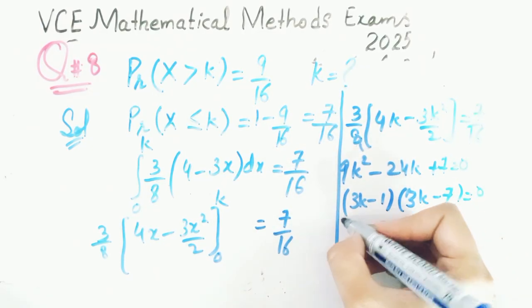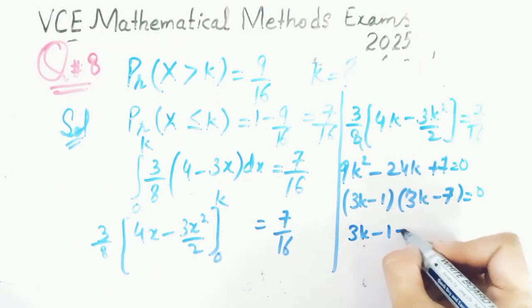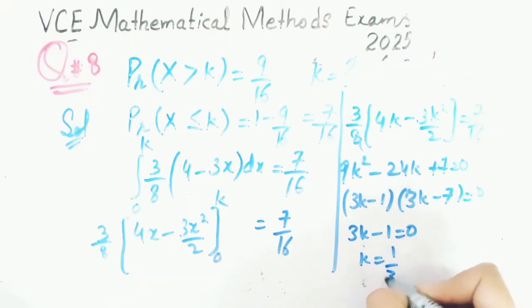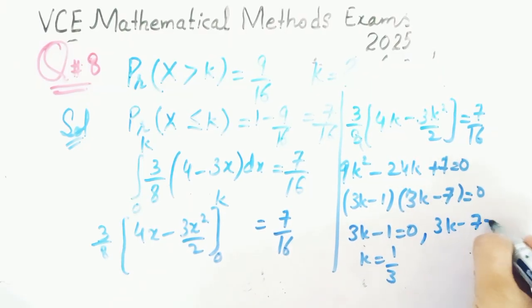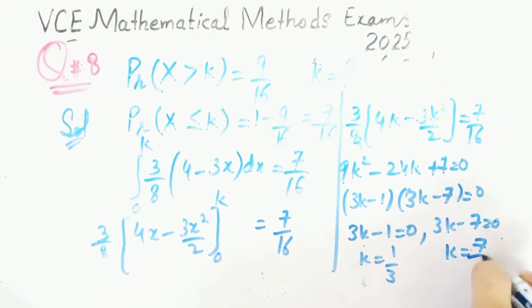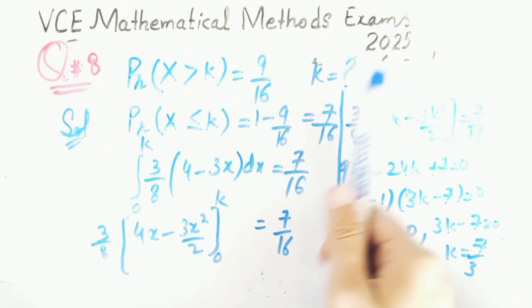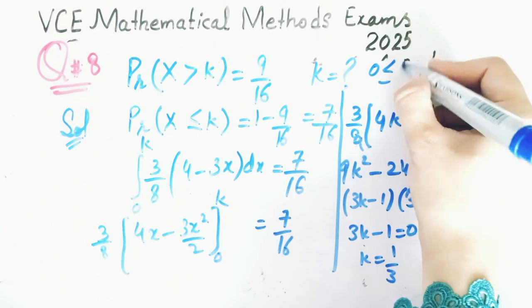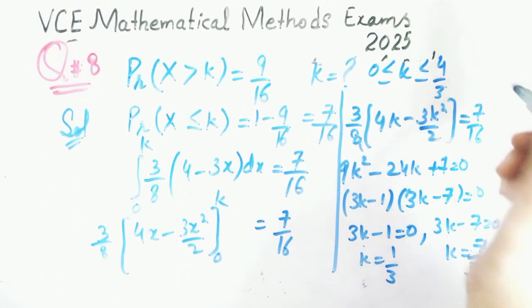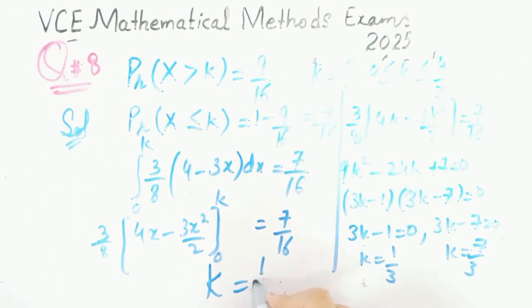Then we have to find the value of k. So 3k minus 1 equals 0, k is 1/3, and 3k minus 7 is 0, so k is 7/3. Since k is between 0 less than k and k less than 4/3, we get the answer k is 1/3.